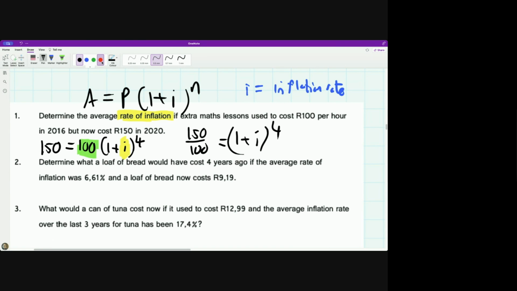But then I need to know what undoes to the power of 4. Well, it's either the 4th root or to the power of a quarter. Don't know which ones you guys prefer. If you raise this to the power of a quarter and this to the power of a quarter, you are going to get 1 plus i on this side, and you are going to get something on this side, whatever it may be. I'm not sure yet.